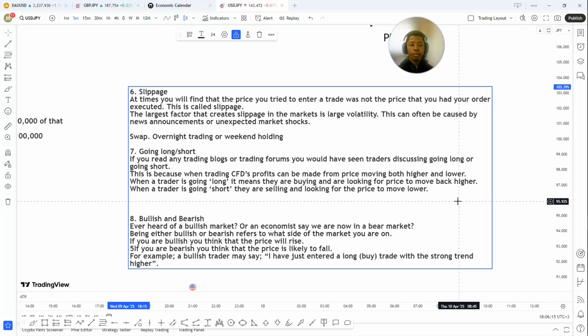And then bullish and bearish. This generally means the direction of the market. When we have bulls, it means the market is going up. When we have bears, it means the market is going down.